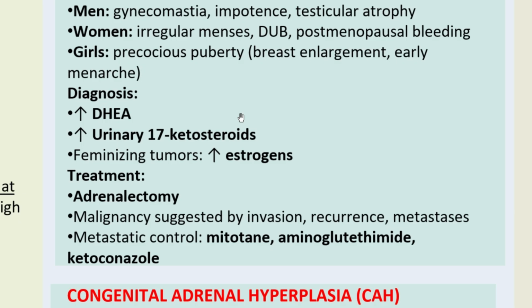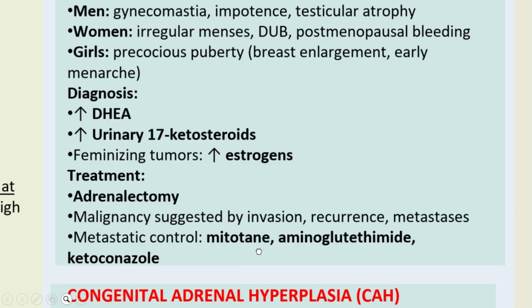The treatment is going to be adrenalectomy, and sometimes you have to check for malignancy, because the adrenocortical tumor, as we are going to see down the line, is one of the things that may cause virilization. So you may need to check for features of malignancy like invasion, recurrence, and metastasis. And when you have metastasis, sometimes you manage with drugs like mitotane, aminoglutethimide, and ketoconazole.